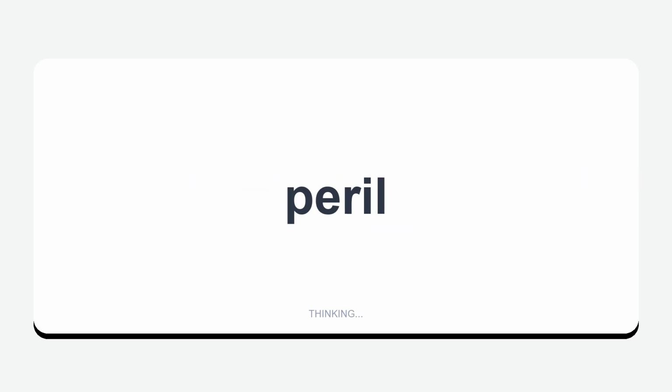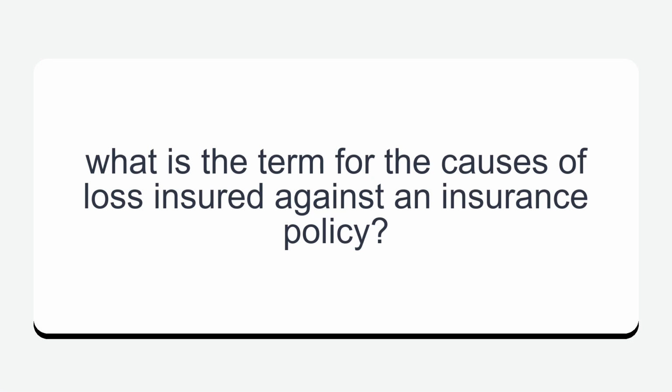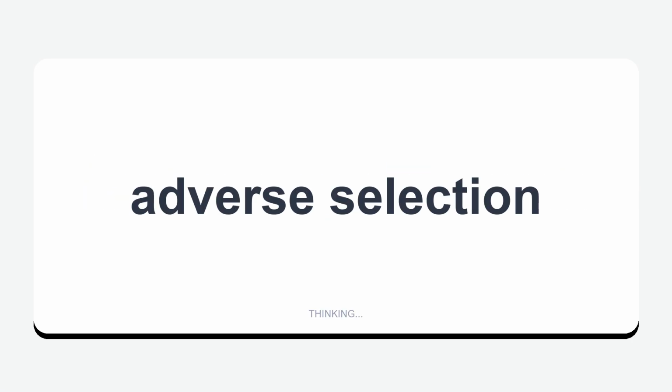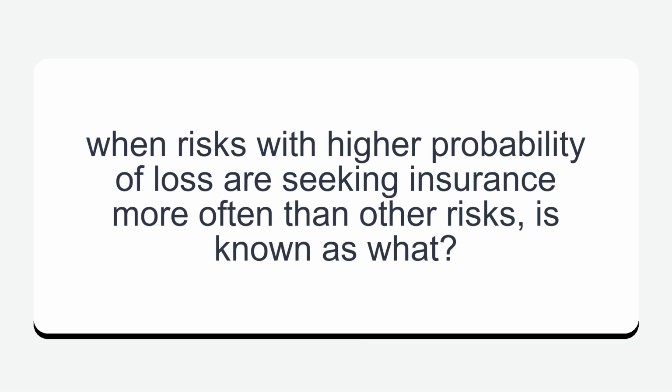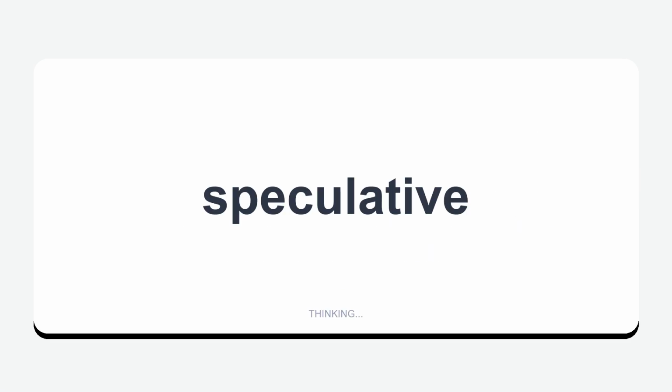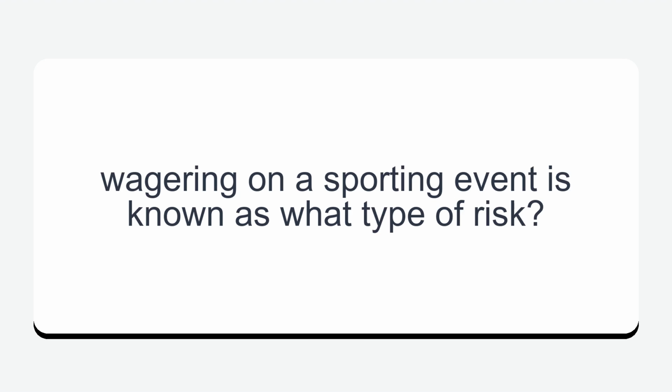Peril. What is the term for the causes of loss insured against in an insurance policy? Adverse selection. When risks with higher probability of loss are seeking insurance more often than other risks, is known as what? Speculative. Wagering on a sporting event is known as what type of risk?